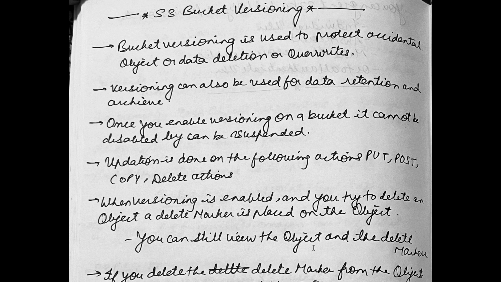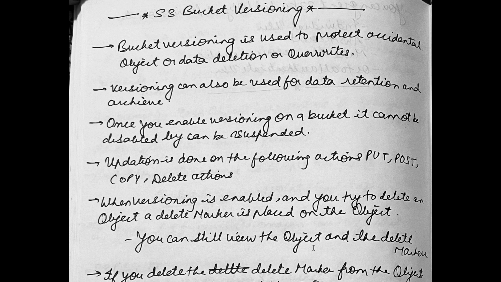And why are we taking the object backup? Because it is a part of a disaster recovery or rollback plan, right? Bucket versioning is used to protect against accidental object deletion or overwrite. Now let's consider there is a log file which consists of thousands of lines of logs, and someone, an intern, accidentally overwrites it. How do you recover it?